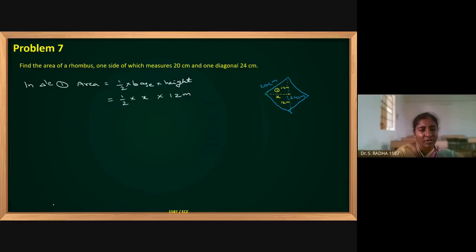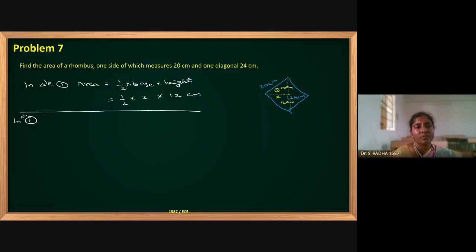So we have to be cautious about units also. Units are centimeters. Given is 24 centimeter, so this is 12 centimeter, and the same value I will be using here. Height is 12 centimeter. Okay, x is not known. Now how to find the x value in triangle 1?